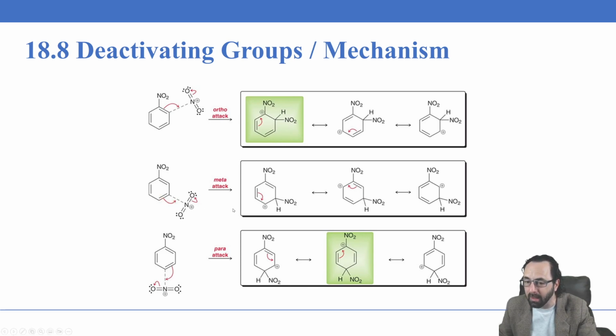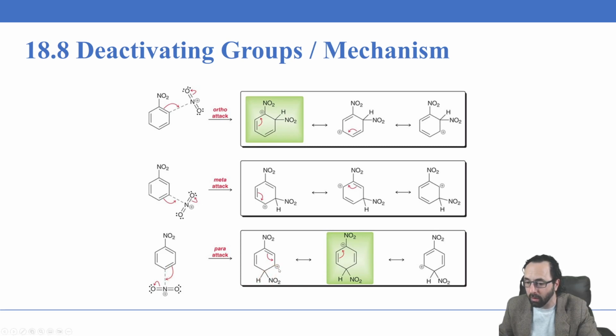But we have the meta attack here. Notice what happens. The positive formal charge here can occur either at the para or the ortho position. But either way, we have an allylic carbocation giving us a couple of resonance structures here. And none of these have the positive formal charge on the carbon attached to the nitrogen. They don't have that highly unstable situation here.